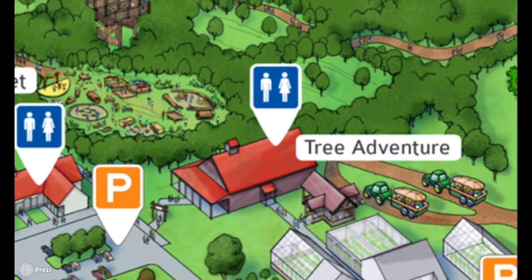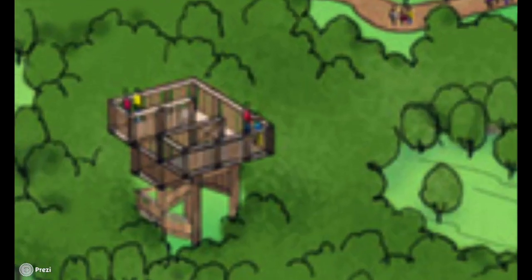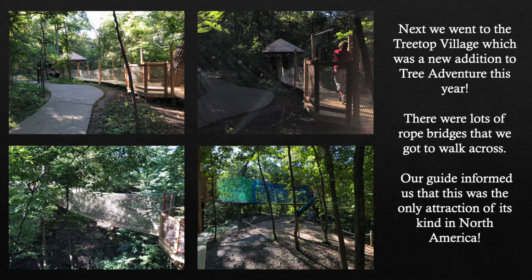Next, we went to Treetop Village, which was a new addition to Tree Adventure this year. There were lots of rope bridges that we got to walk across, and our guide informed us that this was the only attraction of its kind in North America.